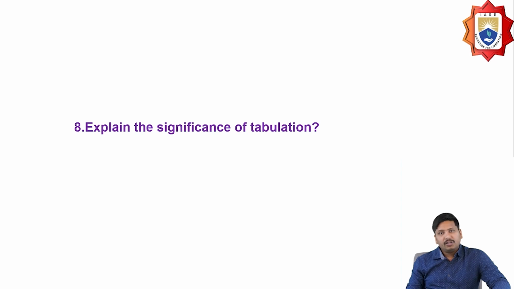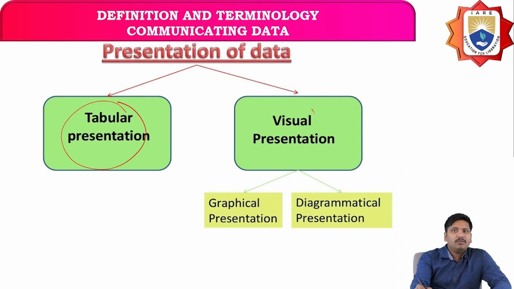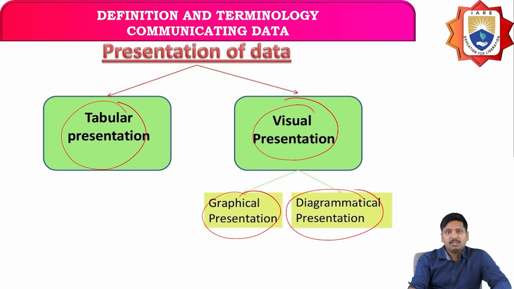And explain the significance of tabulation is the next question. Here the data presentation will be of two types. You can present the data in table form, or you can present it in visual form. The visual representation is graphical representation and diagrammatic representation.